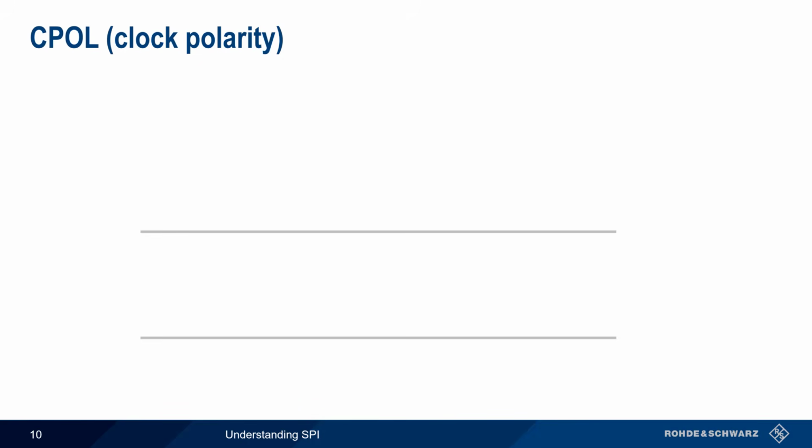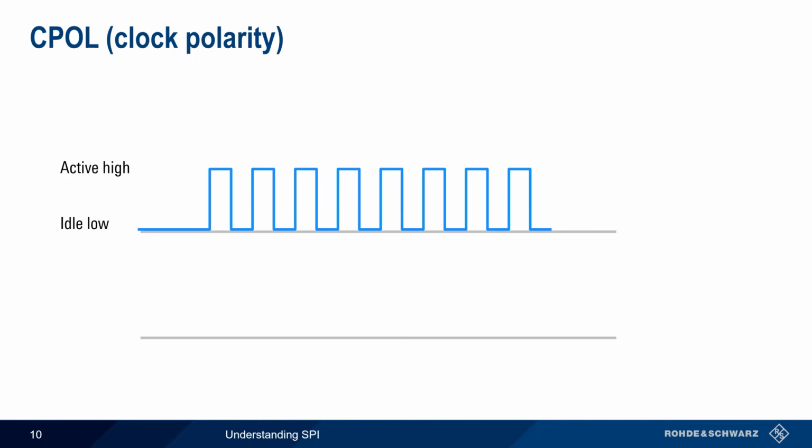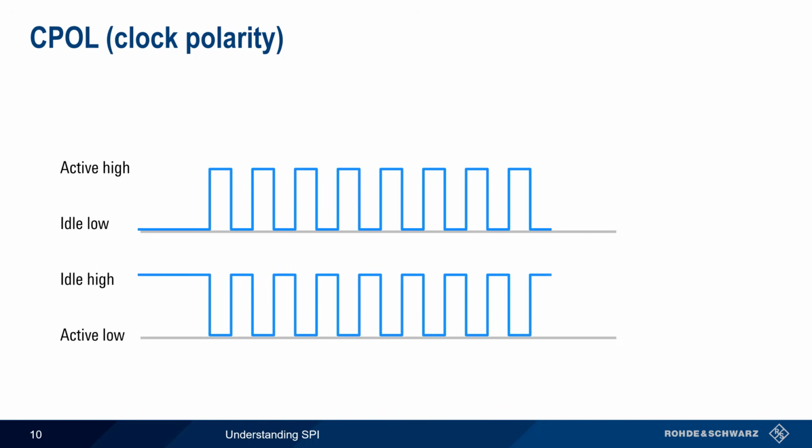As mentioned earlier, the serial clock signal generated by the master can be either active high, in which the idle or non-clock state of the line is low, or it can be active low, where the clock is held high when no clock pulses are being sent. CPOL indicates which of these 2 is being used. CPOL 0 means active high and CPOL 1 means active low.